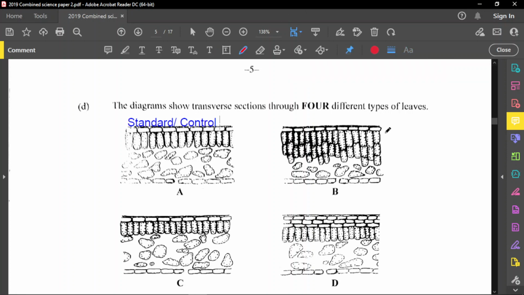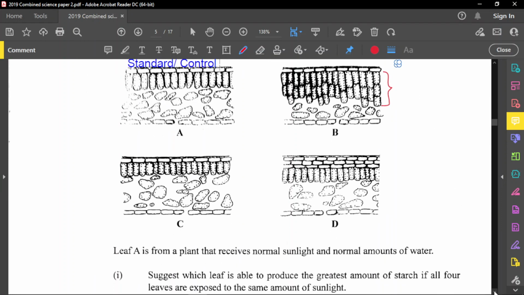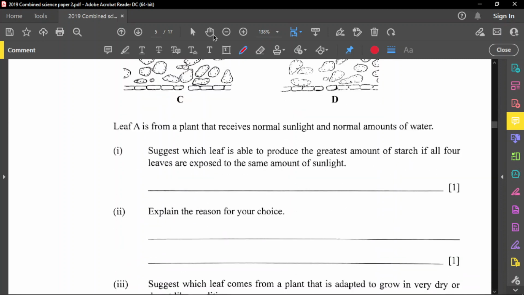And leaf B will be your answer because, if you notice, leaf B contains a lot of palisade mesophyll cells, and these cells are the ones that carry out the most photosynthesis. So more palisade cells means you have more photosynthesis taking place. That means more light will be absorbed and all of that. So leaf B will be our answer.